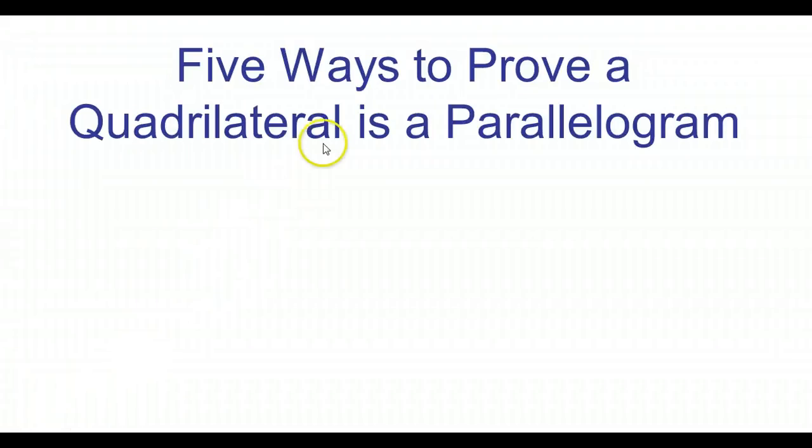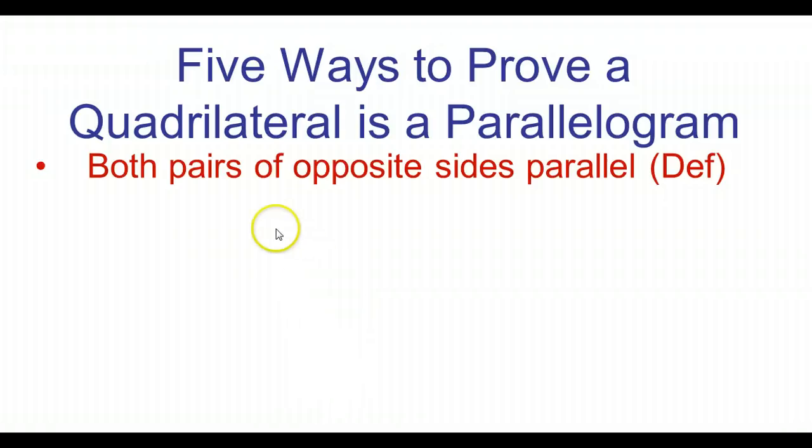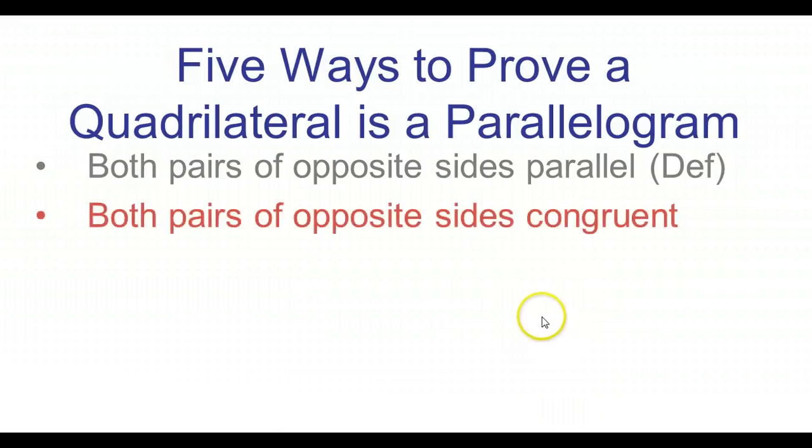There are 5 ways to prove that a quadrilateral is a parallelogram. We can use the definition, prove that both pairs of opposite sides are parallel. If both pairs of opposite sides are congruent, that's a parallelogram.